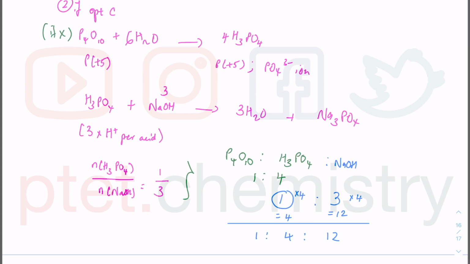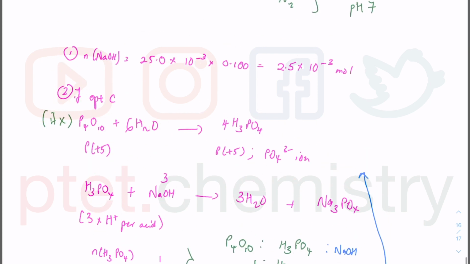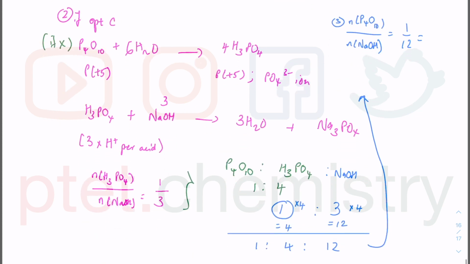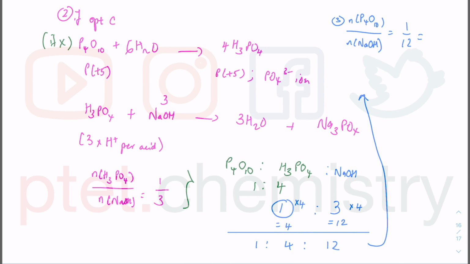And having done that, what I could do next is, I need a bit more space. So this is my part 3. What else can I do? The mole of P4O10, which is X, is to the mole of NaOH that actually reacts. From the balanced equation, from the balanced ratio, 1 is to 12, because 1 mole of P4O10 reacts with 12 mole of NaOH.